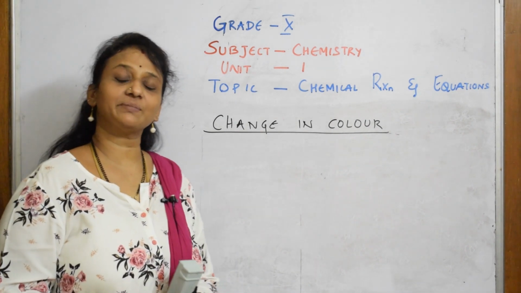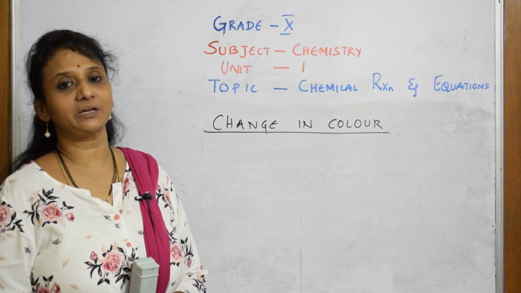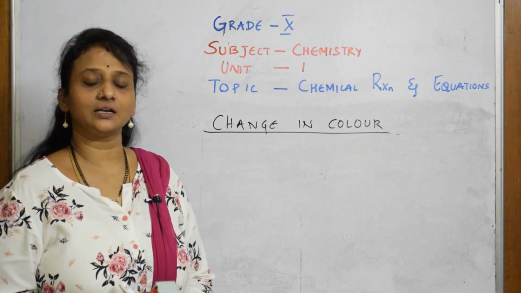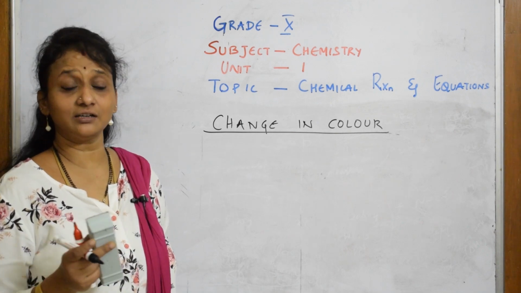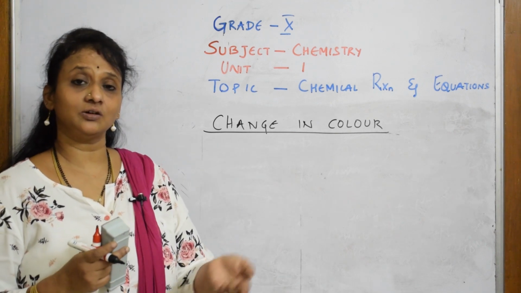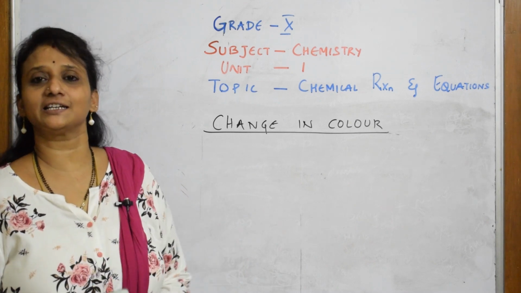Right, now let us see the third characteristic of a chemical reaction, that is change in color. There are certain chemical reactions where you find a complete change in color, from colorless to some other color, or from some other color to colorless. Let us take an example.